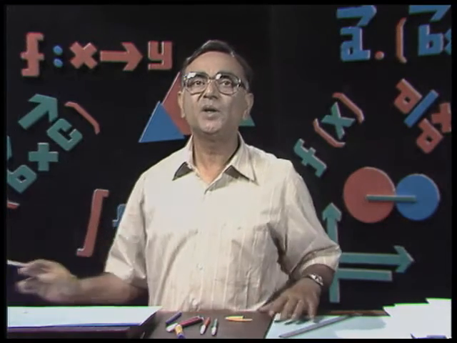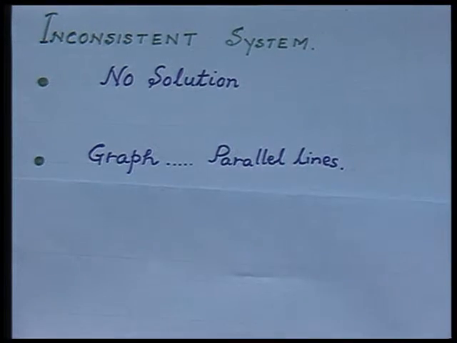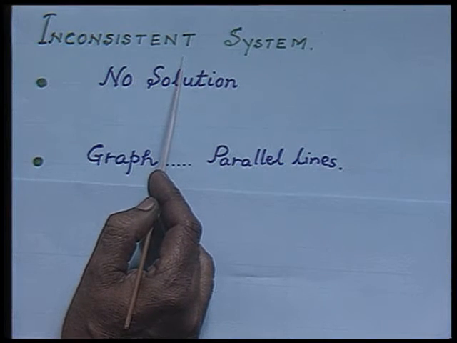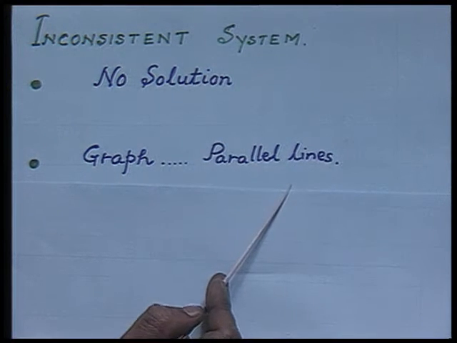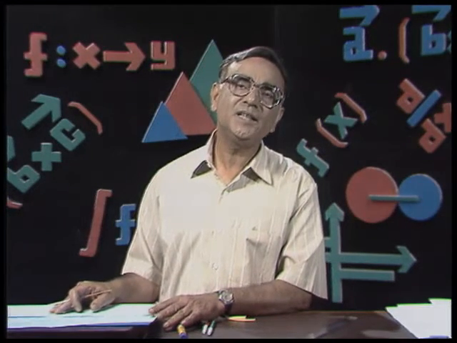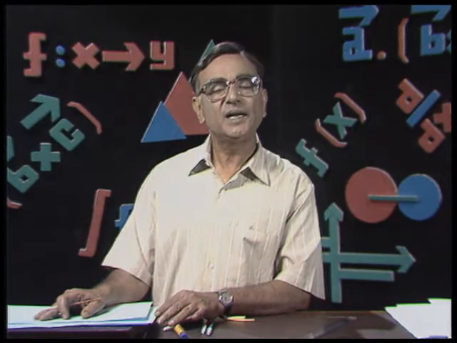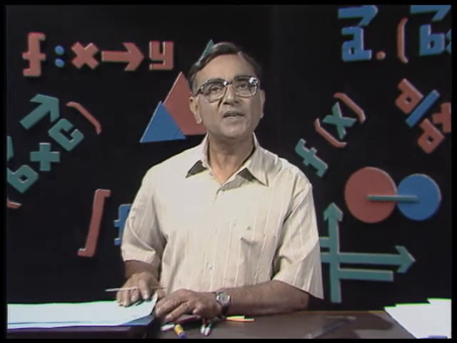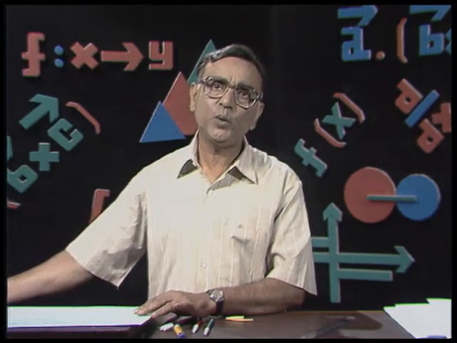So such a system which has no solution is called an inconsistent system of equations. So a system having no solution will be termed as an inconsistent system, and if we happen to plot the graph for such a system, it will be parallel lines. So here we found that basically there are 3 types of systems: the consistent with one solution, or a system having infinite solutions is also consistent, and if we have a system which has no solution, that is called an inconsistent system of equations.